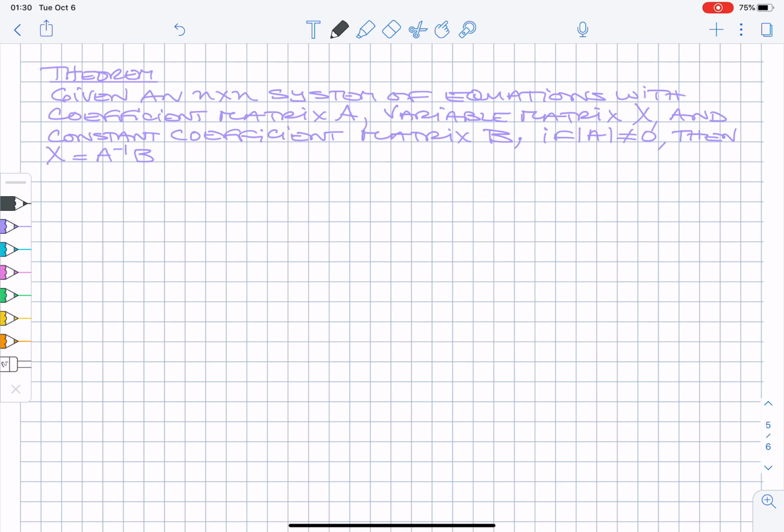So for example, solve the following systems using inverse matrices.